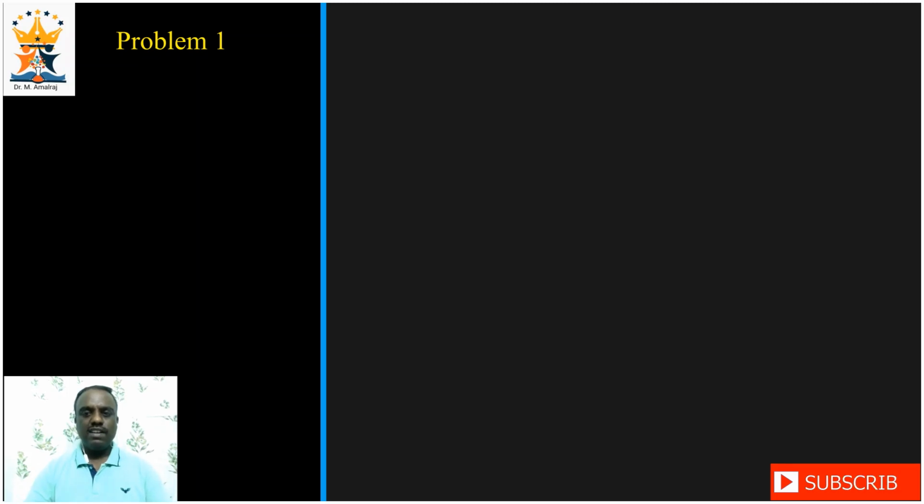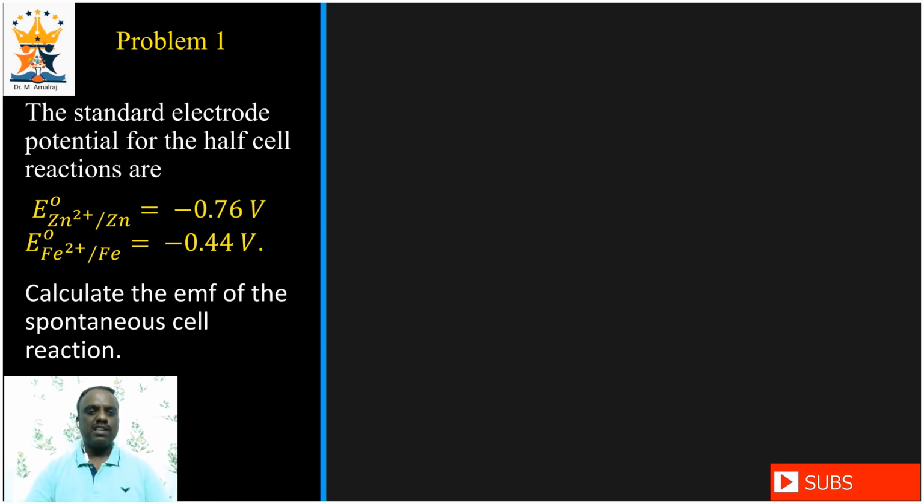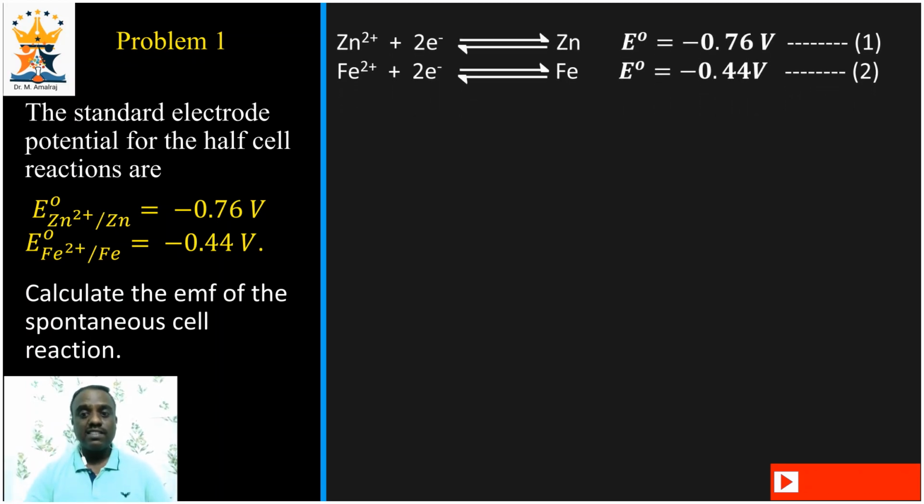To have a clear understanding, let us solve some problems. In this problem, the reduction potentials of two half cells are given, and we are asked to calculate the EMF of the spontaneous cell reaction. So first let us write the reduction reactions of both the half cells. We must write the reduction half cell reactions because the given potentials are reduction half cell potentials. See, Zn2+ to Zn, that reduction half cell reaction is taken as equation 1, and Fe2+ to Fe, that reduction half cell reaction is taken as 2.